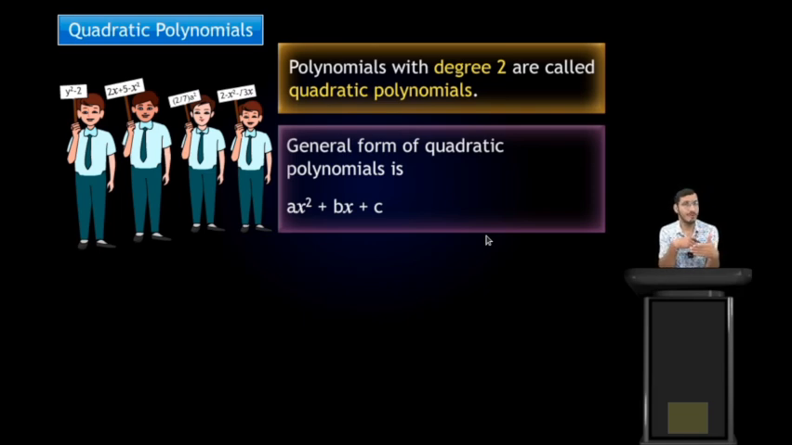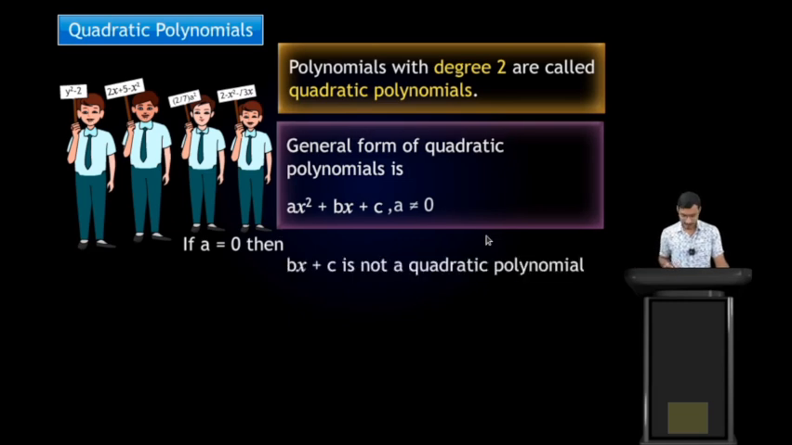Now the general form of a quadratic polynomial is ax square plus bx plus c. And students, can you tell me the condition? Yes, the condition is a does not equal 0. If a is equal to 0, then bx plus c is not a quadratic polynomial, it's a linear polynomial.